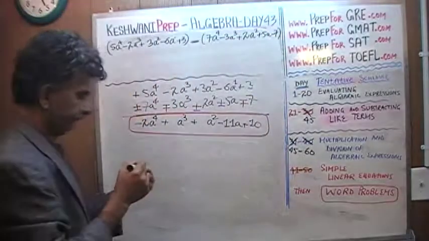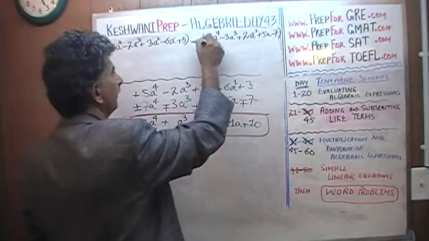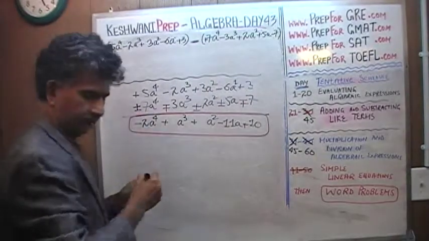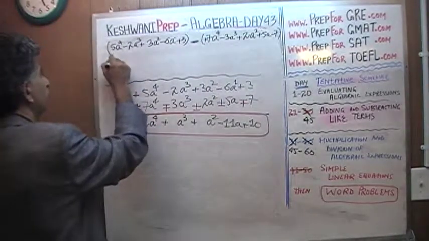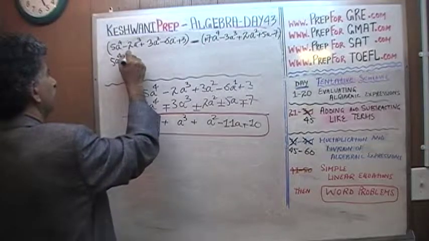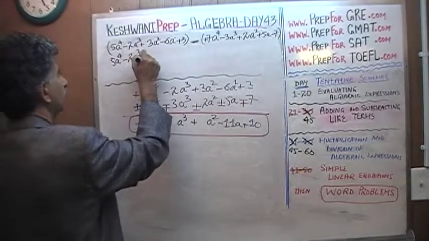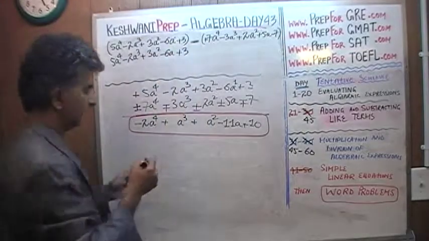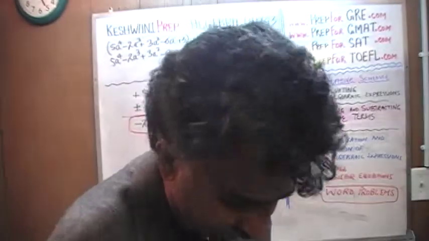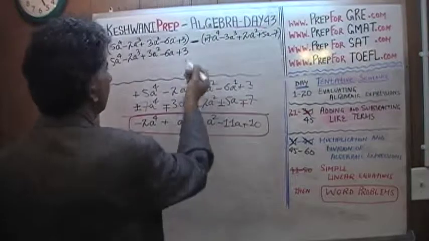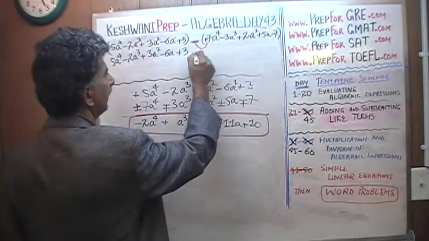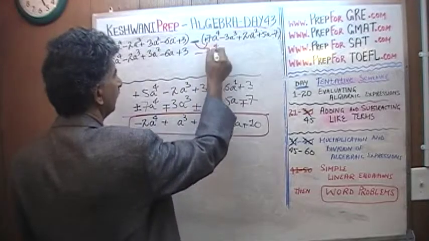What's going to happen? This has a plus sign in front of it because there is nothing there. If there is nothing, it has a plus. So this is just going to come down the way it is, 5a to the fourth minus 2a cubed plus 3a squared minus 6a plus 3. Now the fun starts. Pay attention. There's a negative outside and there's a positive, and negative times positive is going to become negative 7a to the fourth.